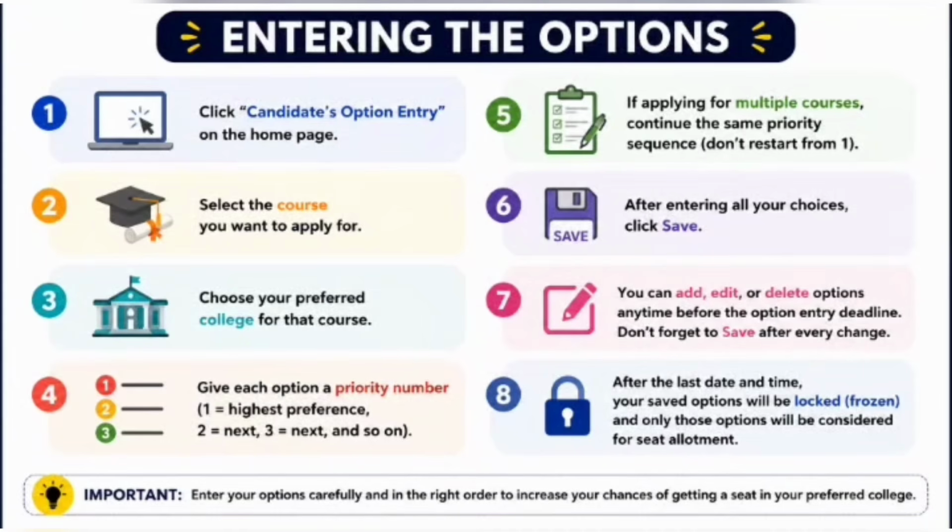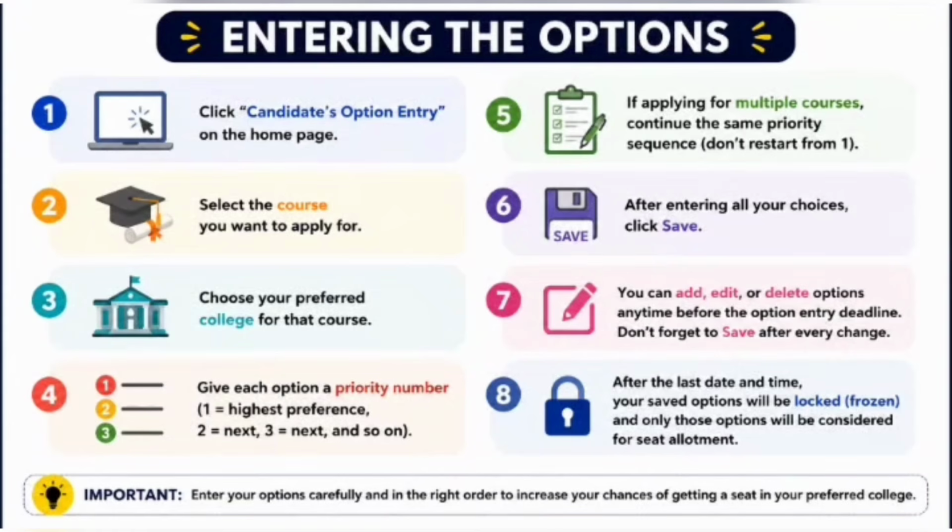Fifth, if applying for multiple courses, continue the same priority sequence. Don't restart from one. Many people make that mistake. First is computer science for RV College, second is artificial intelligence and machine learning. Then they select one again. No, that is wrong, guys. You need to select two. You can't restart the same number you have selected before.